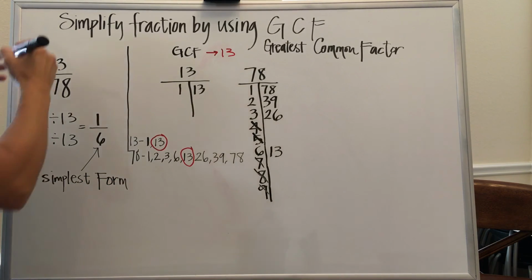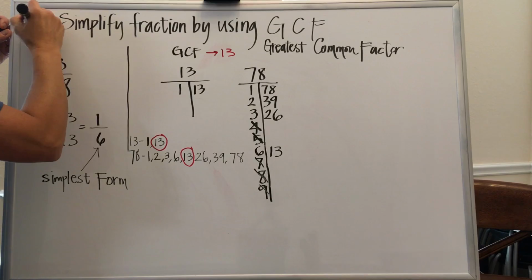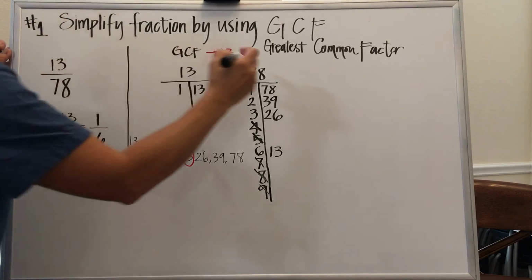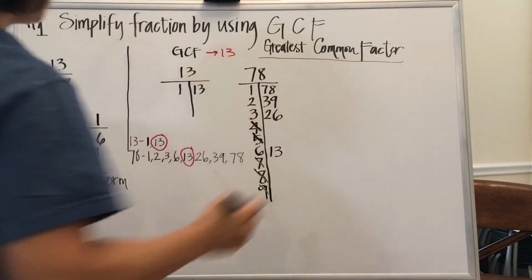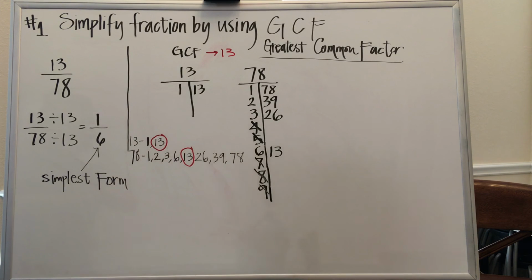Okay, so I'm going to back up. This is number 1, part 1. We're using greatest common factor in order to simplify. Now I'm going to stop this video and I'm going to go on to part 2 and show you how to simplify with prime factorization.